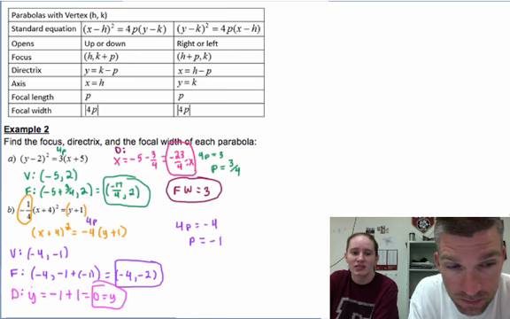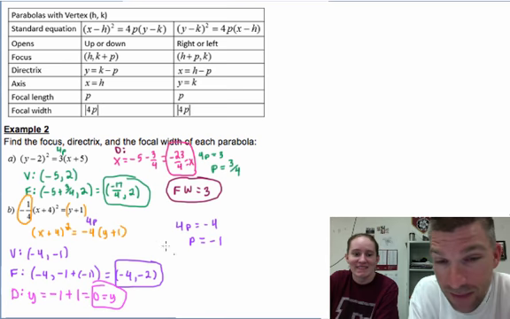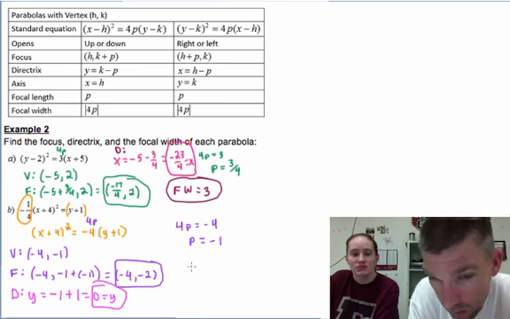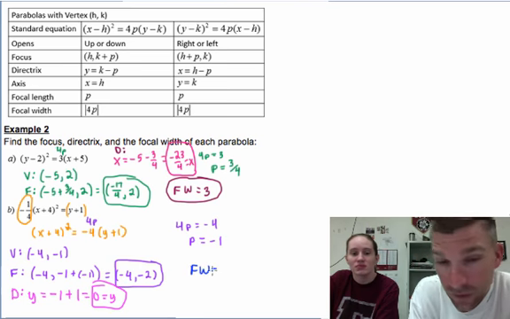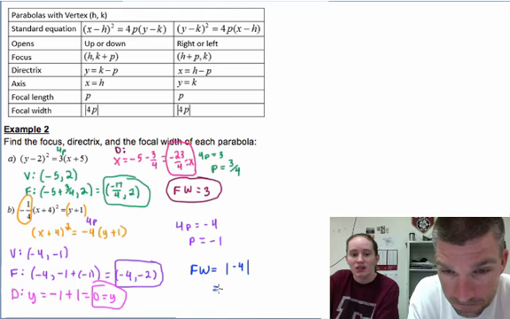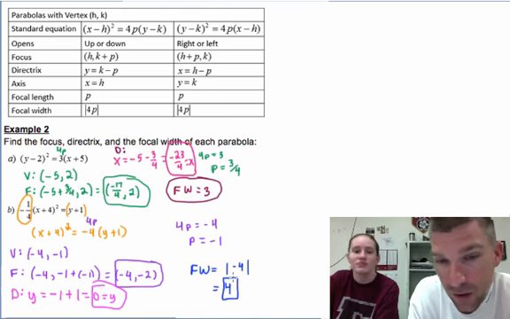4p is 4, because the absolute value of 4p is the absolute value of negative 4, and the absolute value of negative 4 is 4.